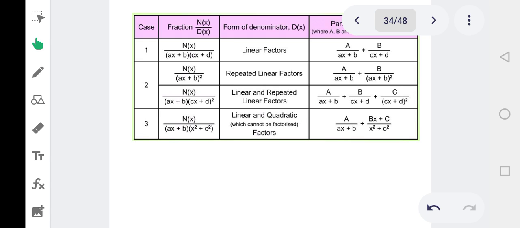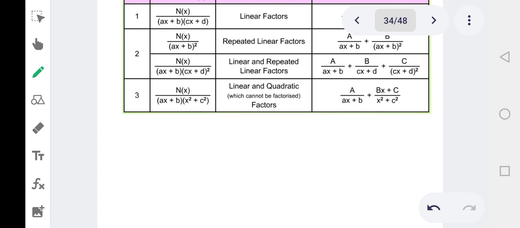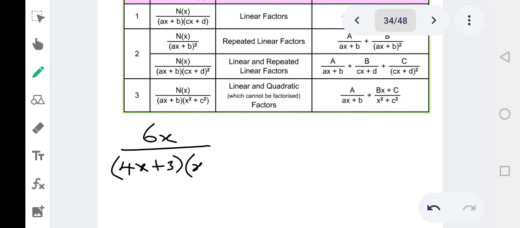Okay. So we're going to look at the example. Let us look at the example here. So let's say that you've got 6x over 4x plus 3 and then times x plus 2.